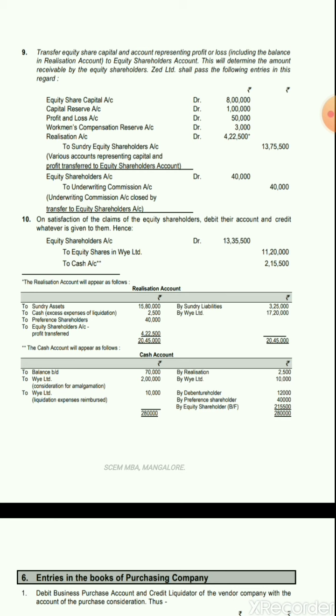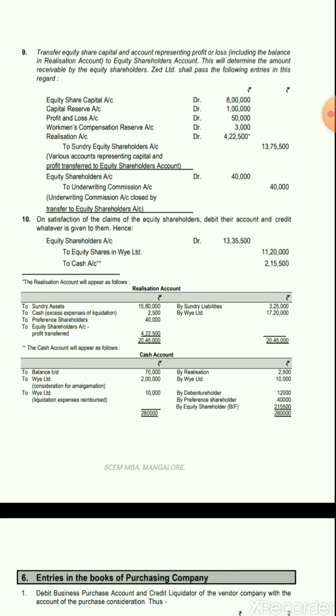Now we are transferring the realization profit by naming it as realization account, which is 4,22,500. So the total amount is 13,75,500, and it is being credited to sundry equity shareholders account. So much amount, which is 13,75,500, should be paid to the equity shareholders. So this entry is the due entry which is being passed. Then there is underwriting commission which appears on the asset side of the balance sheet, which should also be transferred to the equity shareholders account.